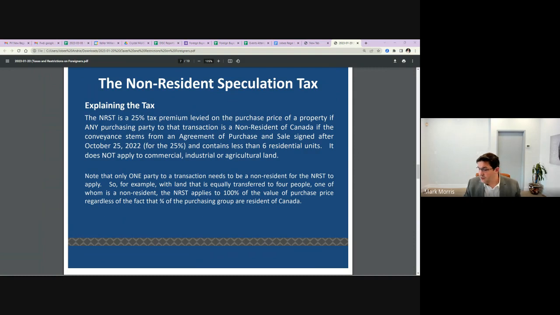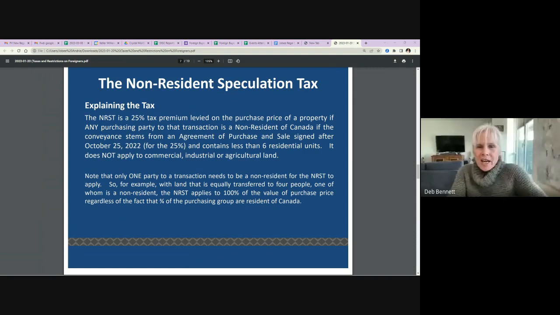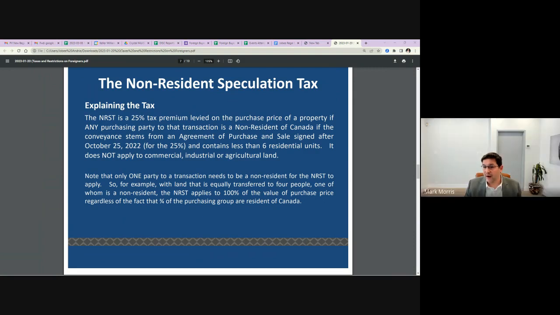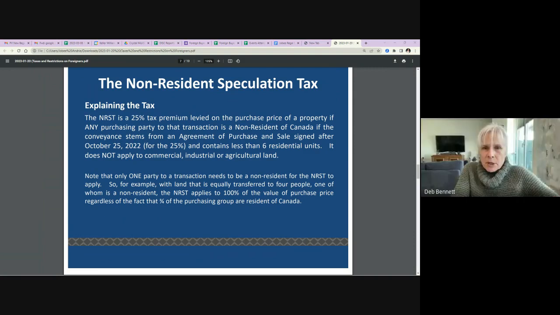Sorry, Deb, you wrote something, permanent residence, or okay, I don't think that was to me. So if there is a property that has less than 6 residential units. Sorry, Mark, Tanya had asked, what about permanent residents? For what? For NRST or for PPRP? I think she's still talking about PPRP. Were you, Tanya?